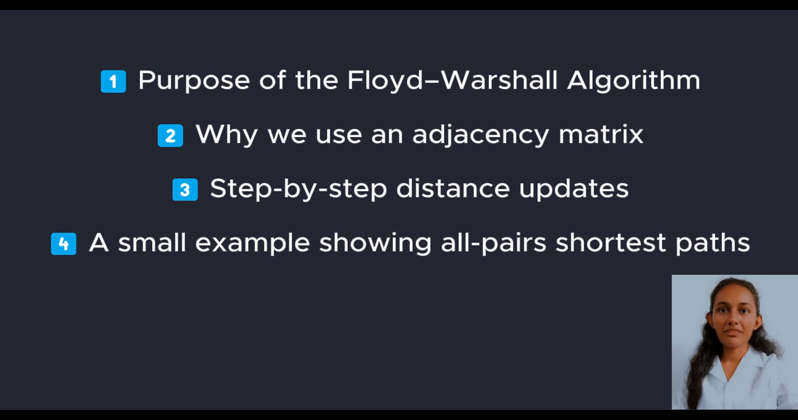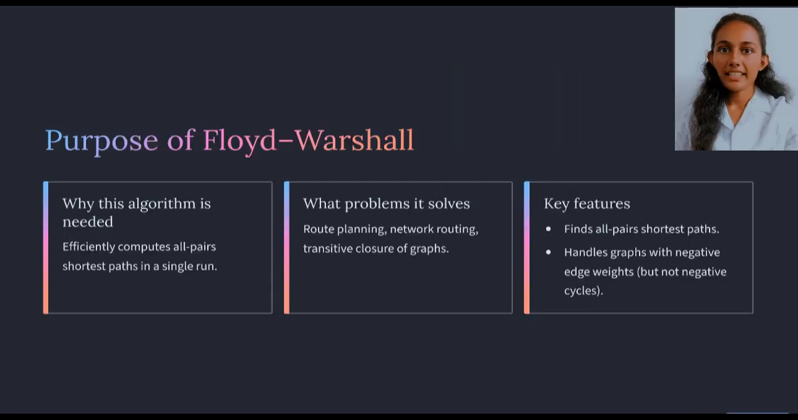So, here's what we will cover today. First one is the purpose of the Floyd-Warshall algorithm. Second one is why we use an adjacency matrix. The third one is step-by-step distance updates. And the last point is a small example showing all pairs shortest path. So, let's get started.